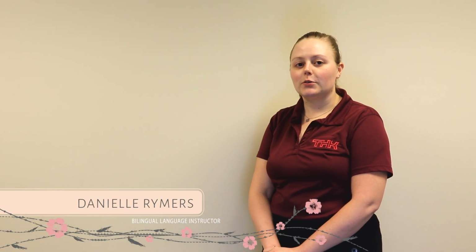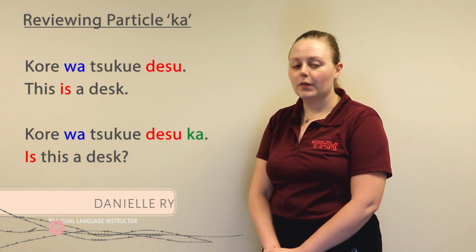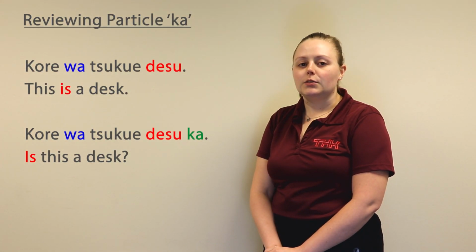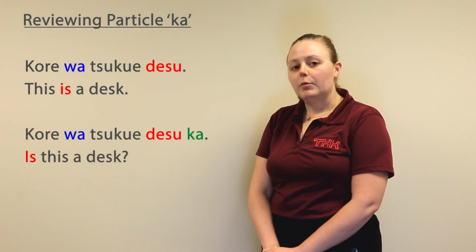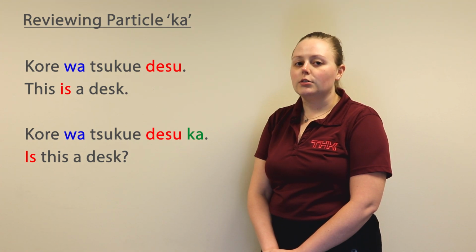We have already learned one sentence final particle, ka, in episode 2, to form questions. To form a question in Japanese, you simply add particle ka to the end of any sentence. Because, in Japanese, word order for questions does not change as it does in English.